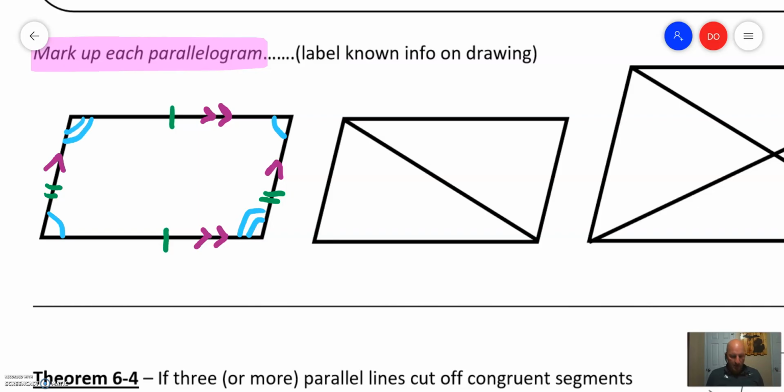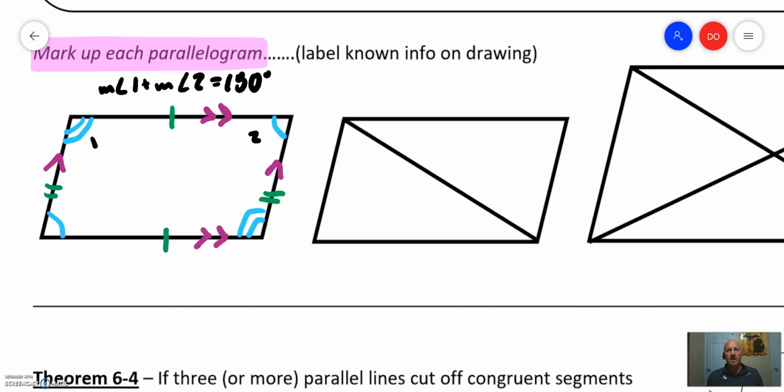And then lastly, we also know that consecutive angles are supplementary. So if I call this angle 1 and angle 2, I could say the measure of angle 1 plus the measure of angle 2 equals 180 degrees. All info that we know is true on a parallelogram.